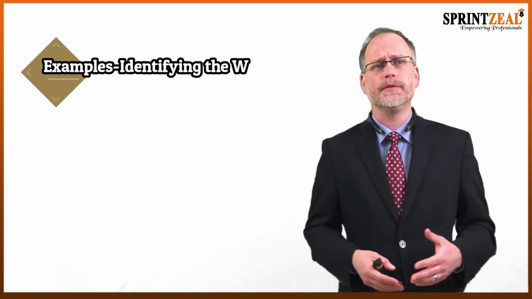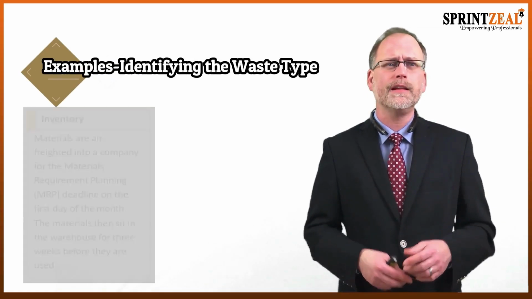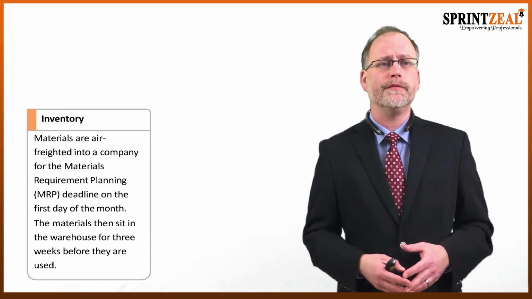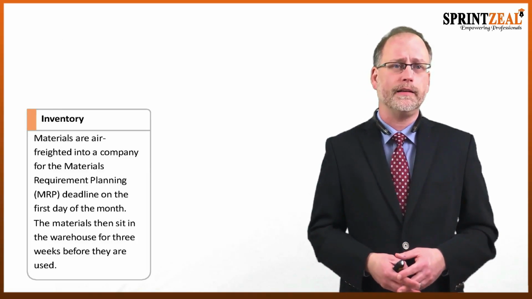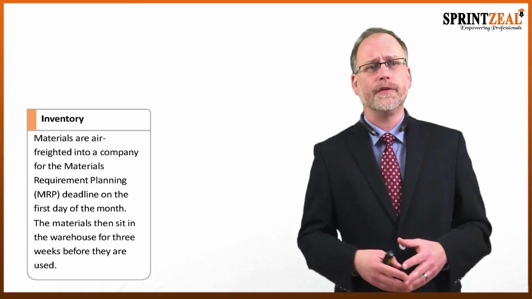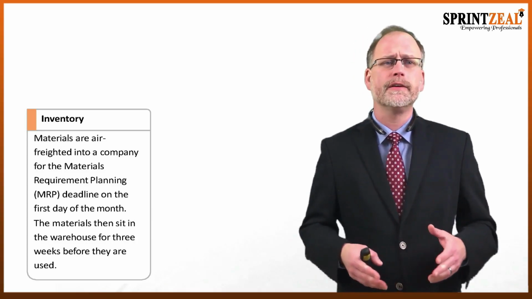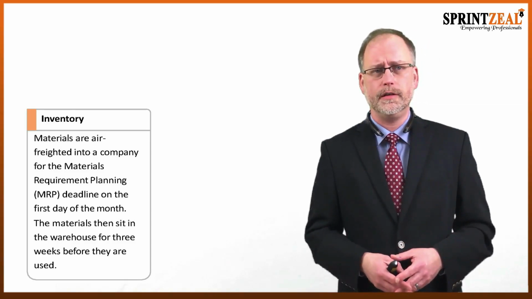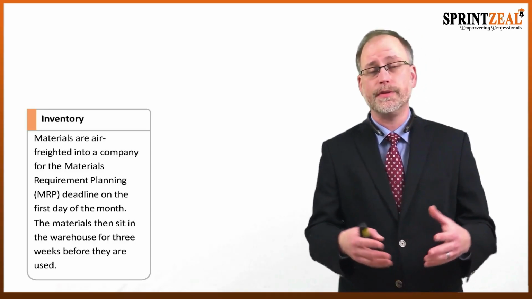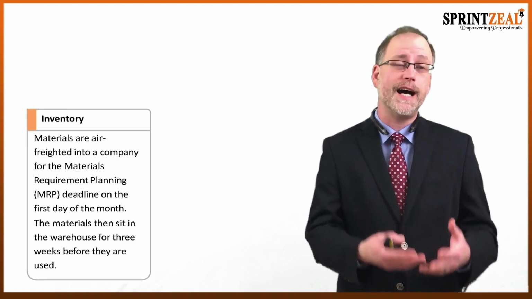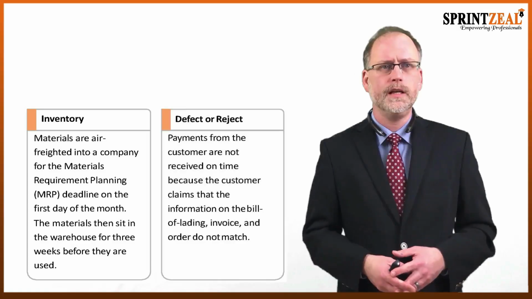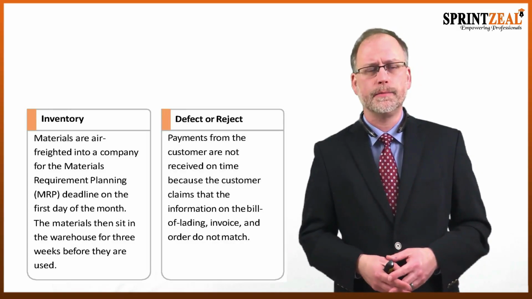Now here are some examples of a few types of waste. Let's look at inventory. Materials are air freighted into a company for the materials requirement planning deadline, and the deadline is on the first day of the month. The material then sits there in the warehouse for 3 weeks before it's even used. That 3 weeks of space within the warehouse and the 3 weeks of time that the inventory is sitting there is considered waste.